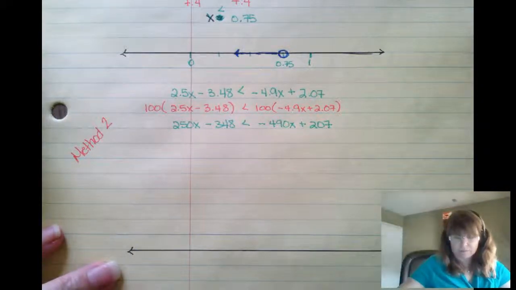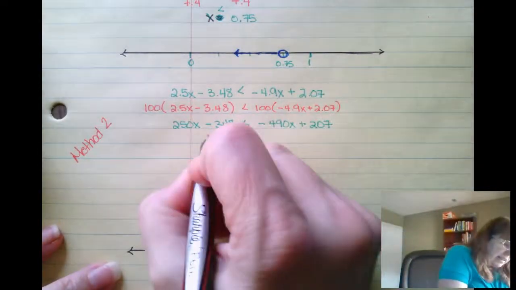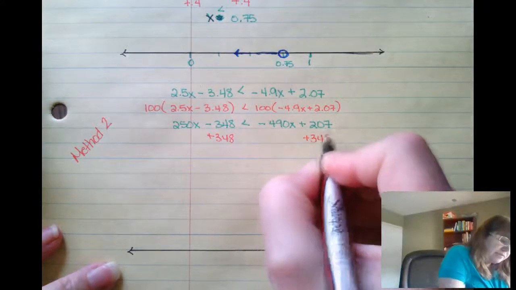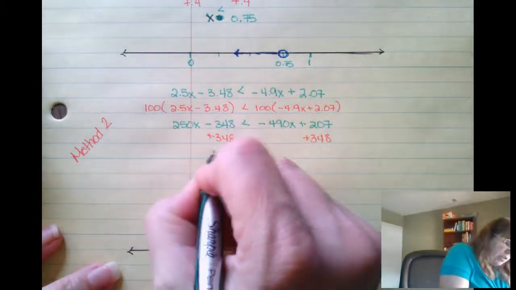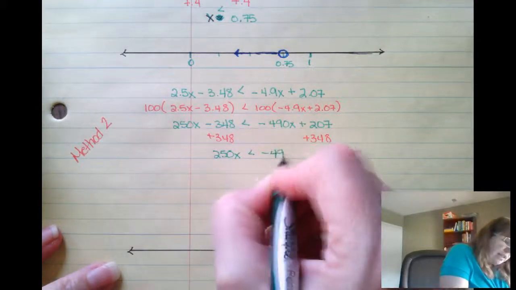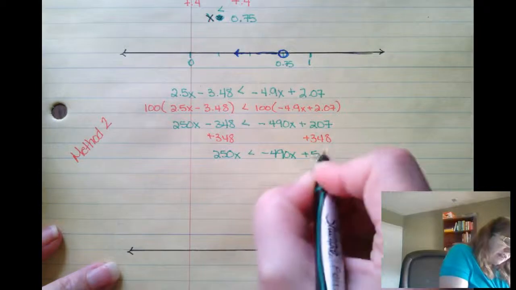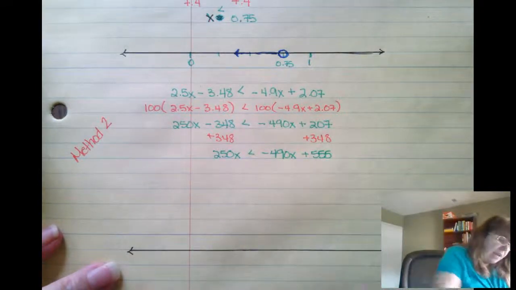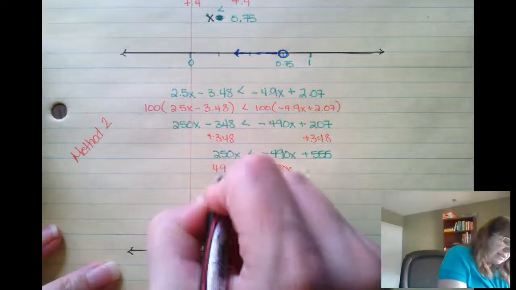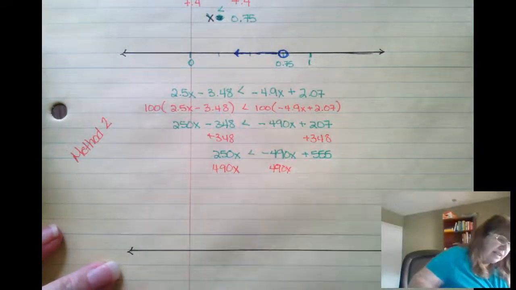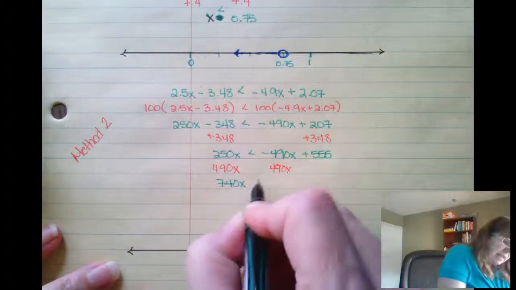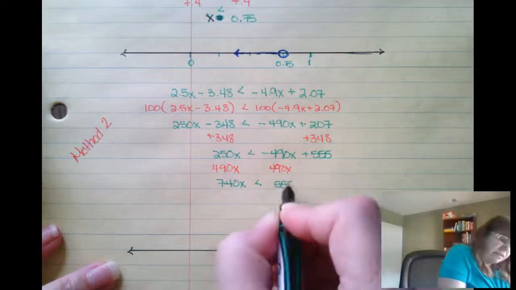And the process is the same as it would be if there were no decimals, because there are no decimals now. So add 348, add 348, giving me 250x is less than negative 490x plus 555. Add 490x, 490x, and I am left with 740x is less than 555.